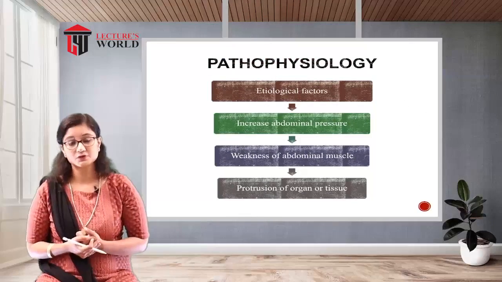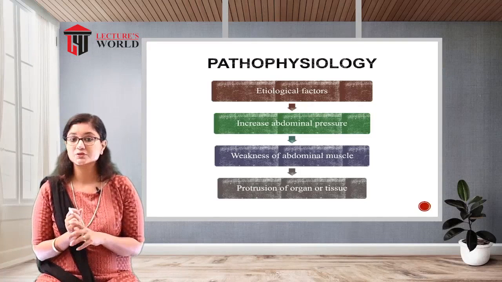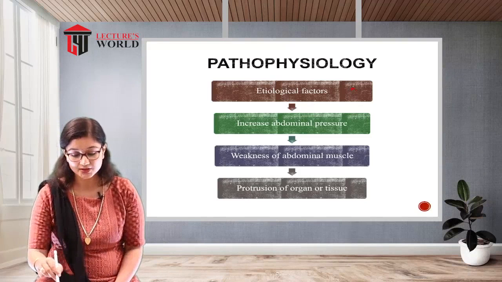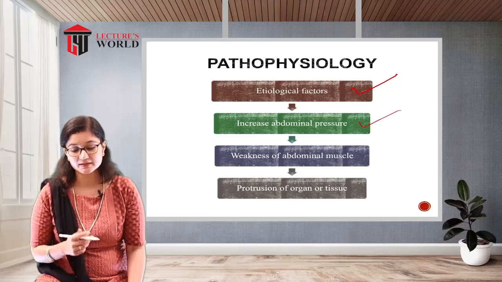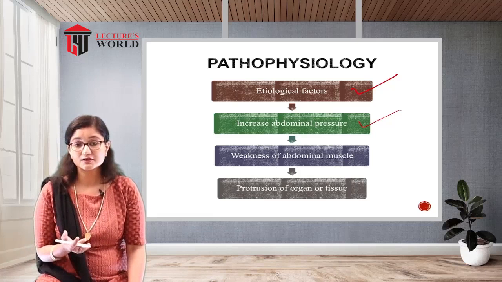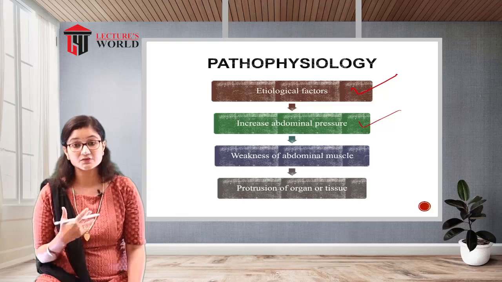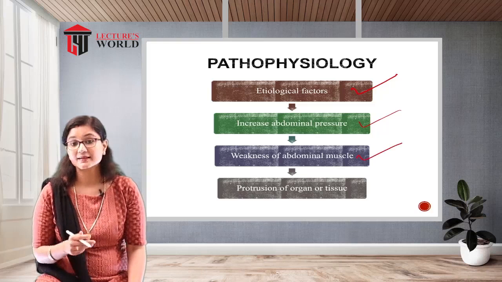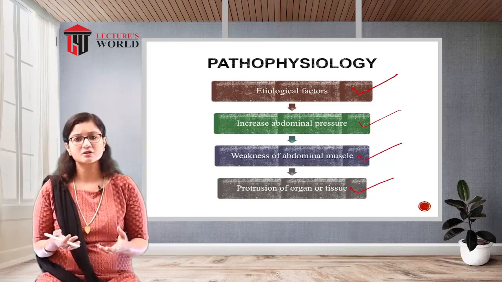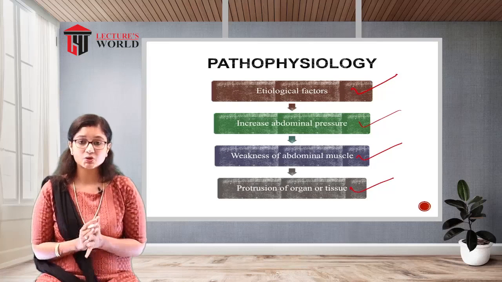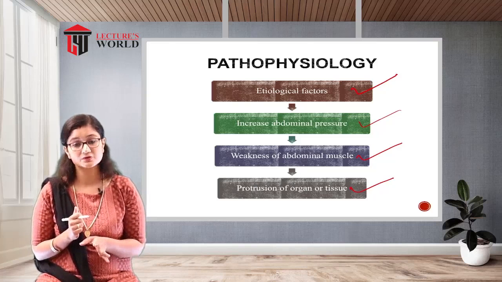Next is the pathophysiology. So what is the pathophysiology of hernia? It is a very simple pathophysiology which I have brought for you. The first one is the etiological factor. We have seen the many etiological factors that cause an increase in abdominal pressure, and because of this increase in abdominal pressure, the abdominal muscles weaken, and that leads to the protrusion of the organ or the tissue. Which organ? An abdominal organ or tissue, and the commonly seen protrusion is the small intestine. Understood the pathophysiology? Yes.